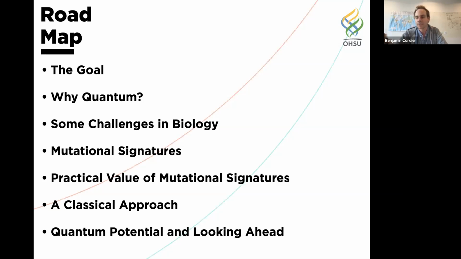And then rather than going into the details of a quantum approach, because this is a problem we looked at but didn't end up really going with, I'll talk a bit more about the potential for problems like this one and looking forward.